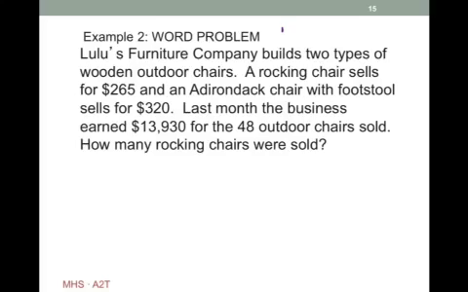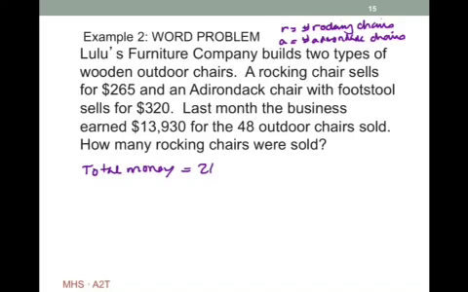Now the first thing we know is we earned $13,930. We're going to describe R as the number of rocking chairs that were sold and A as the number of Adirondack chairs. And so we can write an equation that represents how much money we actually made. Since a rocking chair sells for $265, we can say 265 times R, plus 320 times A, and that's going to equal the total, $13,930.